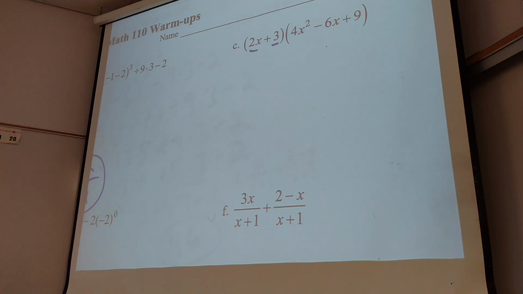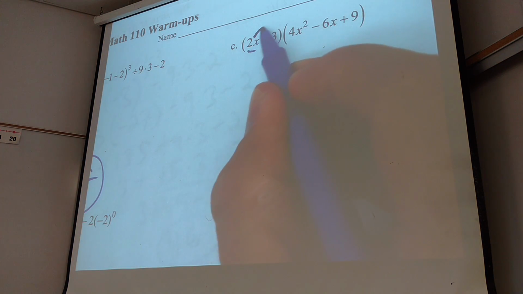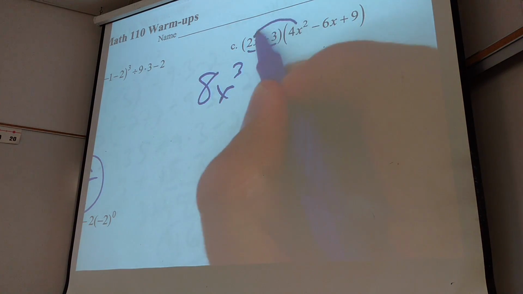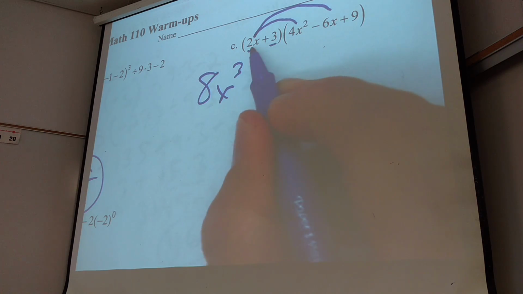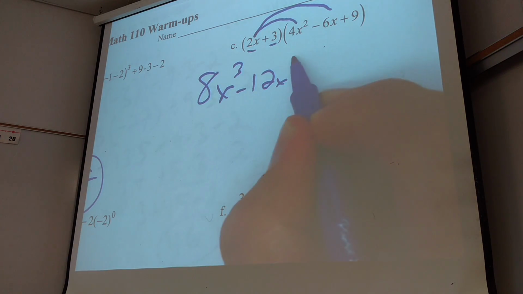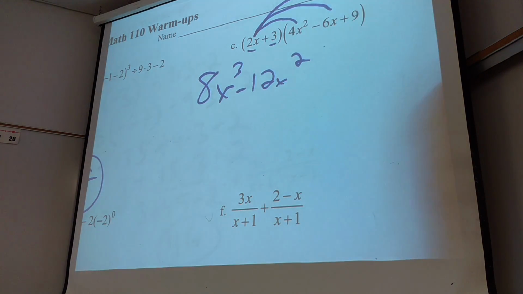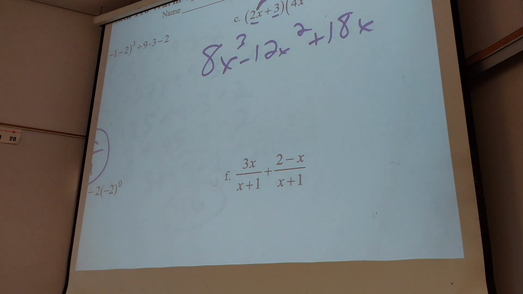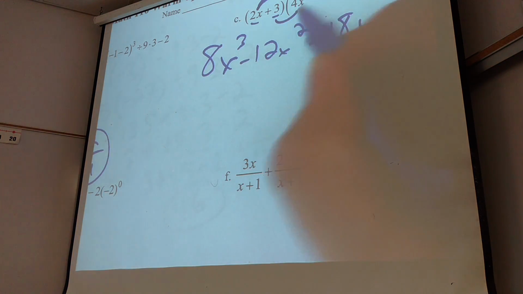So if you know foil, you love foil, I'm not saying not to use foil, but what would this be? This isn't foil. You've got a first, a middle, a last. So the 2x gets a turn. What do you get there? 8x cubed, minus 12x squared, plus 18x. And then 12x squared.